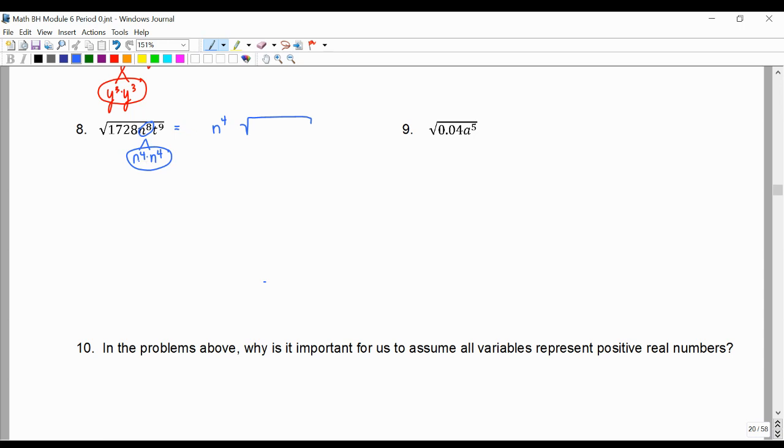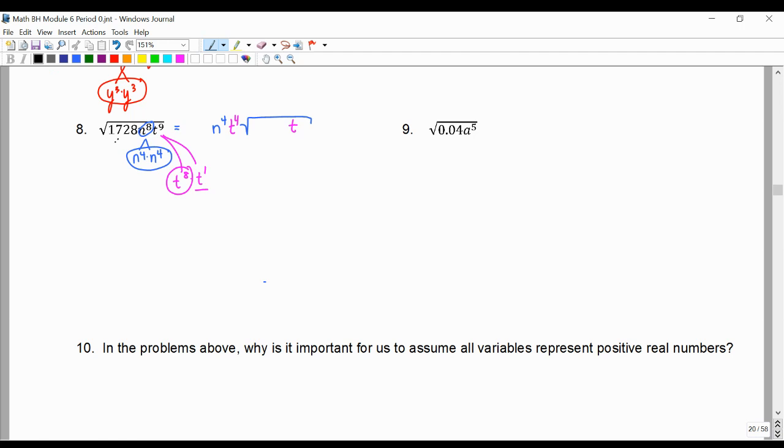Notice I did not do n to the second times n to the sixth, which would work, but would probably just take more steps. Then we're going to go to t, and I'm going to make it t to the eighth times t to the first. So it is the highest exponent, basically one lower. And so that's going to be t to the fourth and t. So this is the perfect square part that's stuck inside.